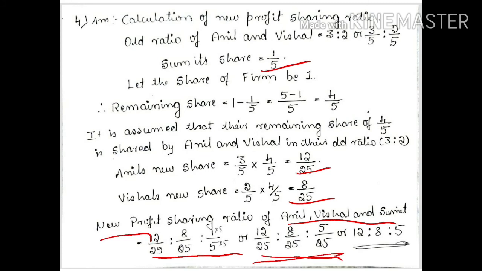Okay, 12 by 25 is to 8 by 25 is to 5 by 25, or the final answer 12 is to 8 is to 5. Okay, that is the new profit sharing ratio of all the partners. If 25 rupees is the profit, out of that 25 rupees, 12 rupees goes to Anil, 8 rupees goes to Vishal and 5 rupees goes to Sumit. That is the new profit sharing ratio.